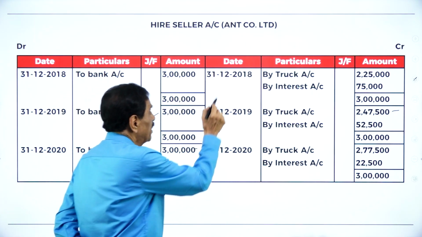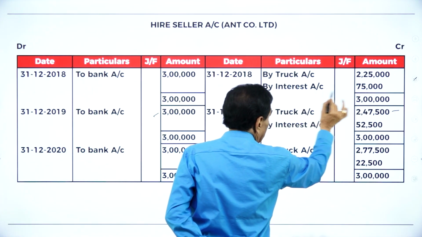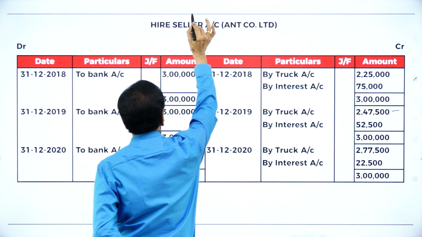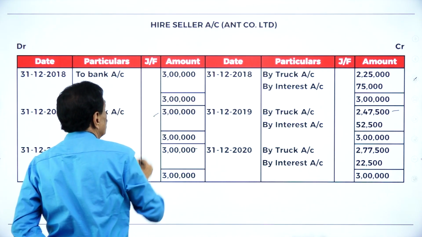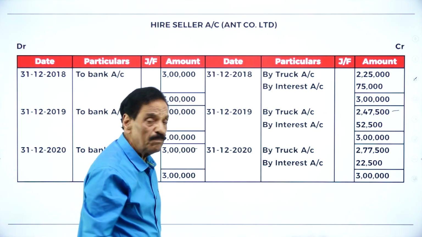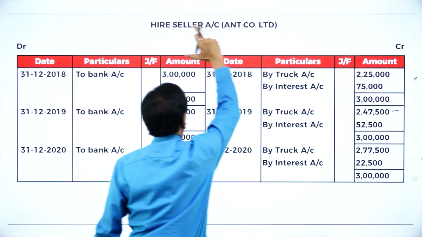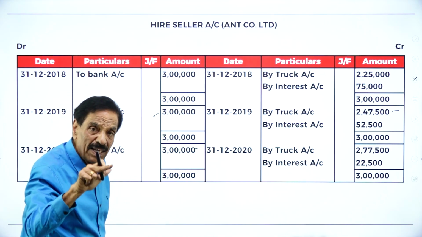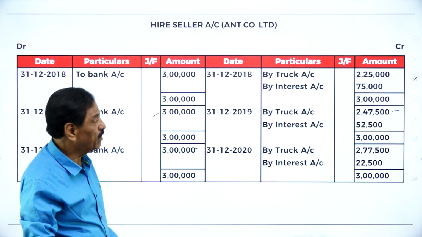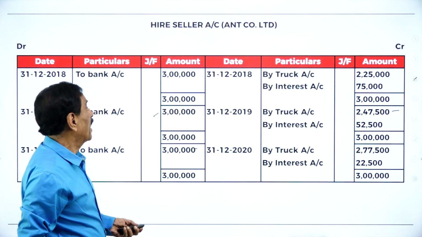What's the entry? Truck account debit, interest account debit, to hire seller account debit, to bank account. How to treat this now? Entry: truck account debit, interest account debit, to hire seller account, to bank account. This goes in favor of the hire seller account.